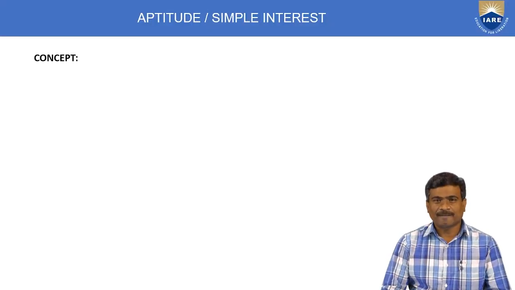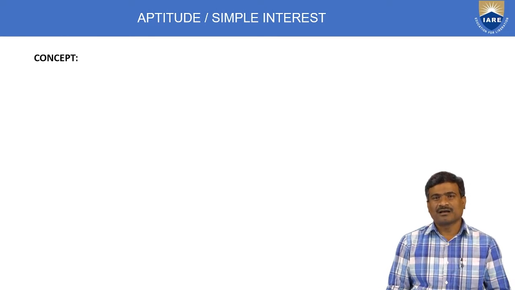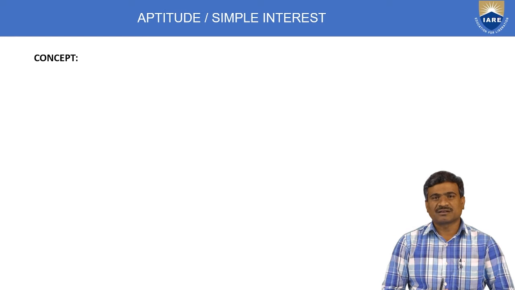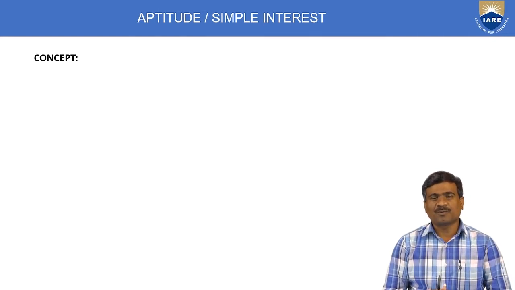Concept of the topic: simple interest means simple, and compound interest means complex. Why is it simple and why is it complex? In simple interest, the principal amount is constant throughout the year. In compound interest, the principal amount is not constant. That is the only difference between simple interest and compound interest.